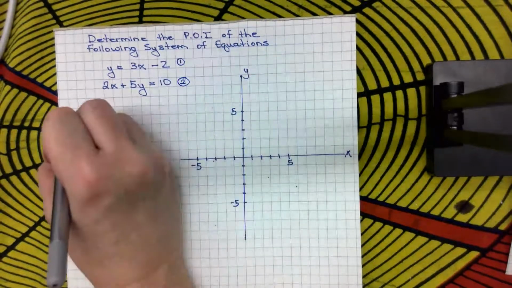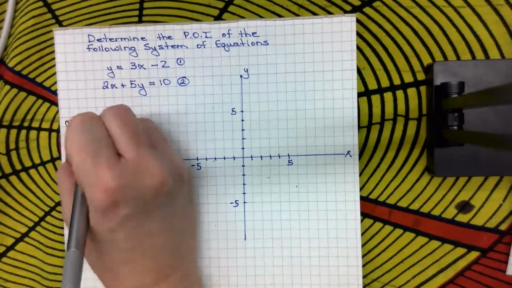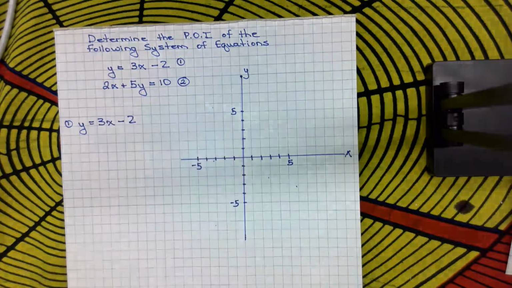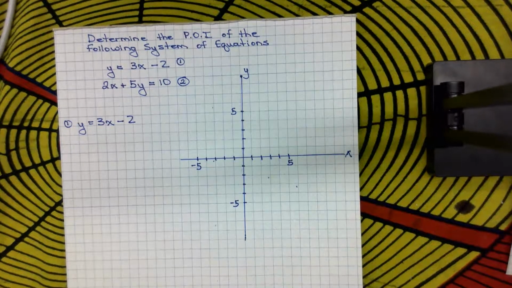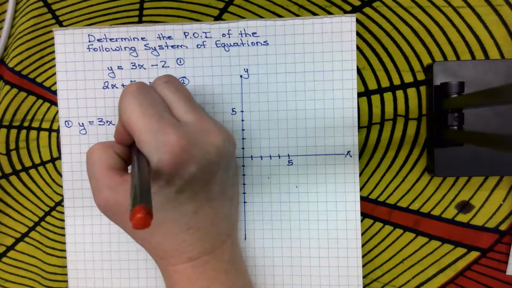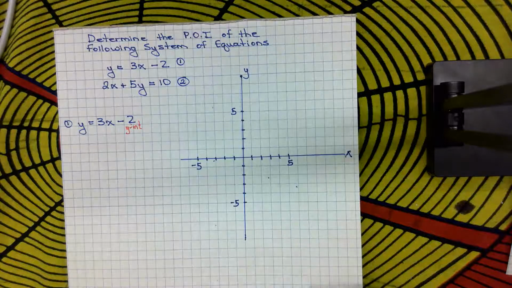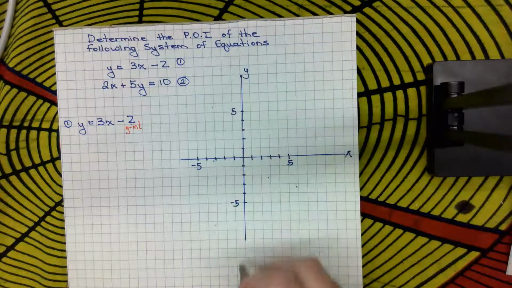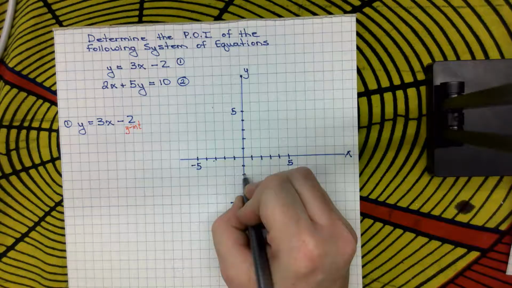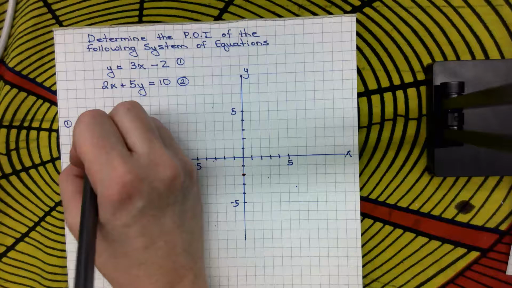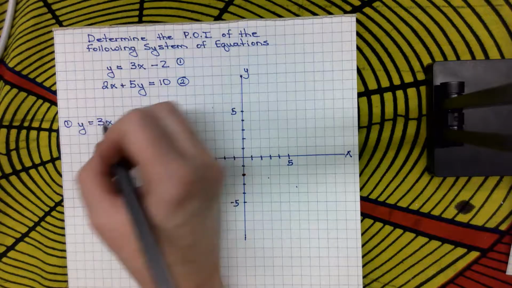If we take a look at number 1, we have y equals 3x minus 2. In this example, we know that the minus 2 is our y-intercept. So I go to my y-axis, because that's where my y-intercept goes, and I plot the point down here at negative 2. Then I know that 3 is my slope.